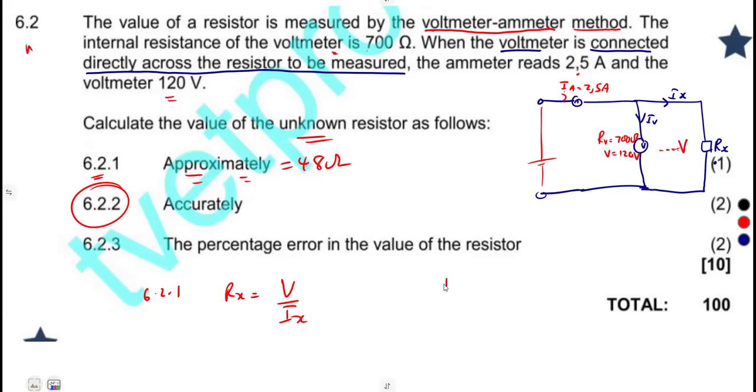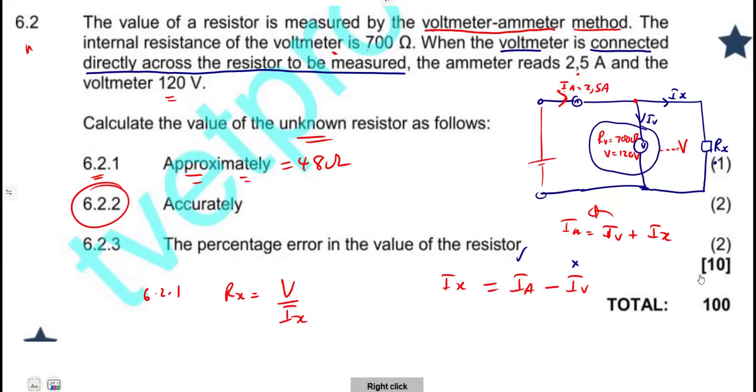But we do not have IX. So IX can be taken from Kirchhoff's current law, the current flowing towards the junction. So IA is the sum of IV plus IX. Since we want IX, take it to the other side, so IX is equal to IA of the ammeter minus IV. We have IA, but we do not have IV.